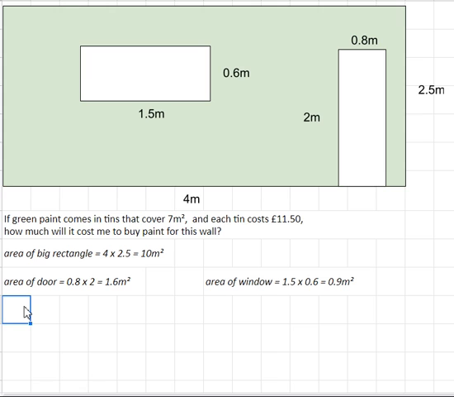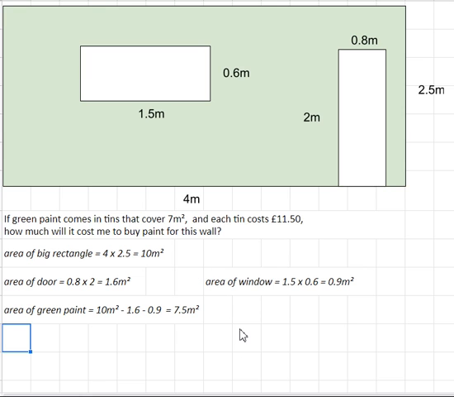Now I've got all my ingredients, I can work out the area of the green paint that I need. It's going to be my 10 meters squared, take away the 1.6, take away the 0.9. What's that going to be? It's going to be, I think, 7.5 meters squared.